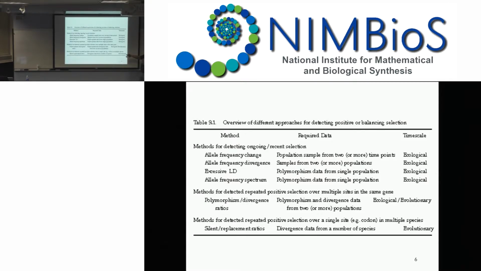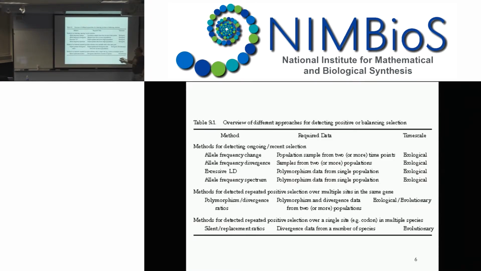You can then look at methods for detecting repeated selection over multiple sites in the same gene. The classic is to look at the ratio of polymorphism to divergence at silent sites and replacement sites, and those are called McDonald-Kreitman and HKA tests, and that acts somewhere on the ecological evolutionary time scale. Excess polymorphism is ecological scale, excess divergence is biological scale.